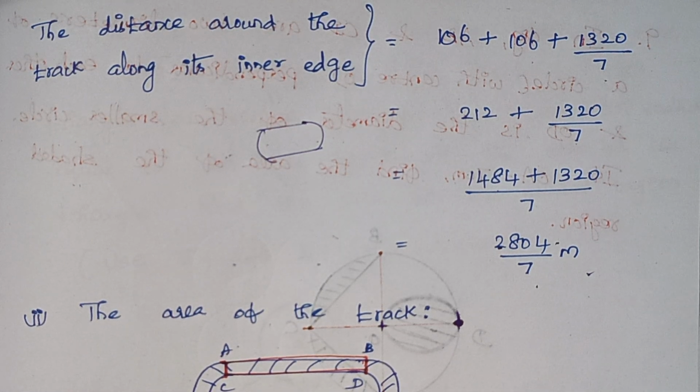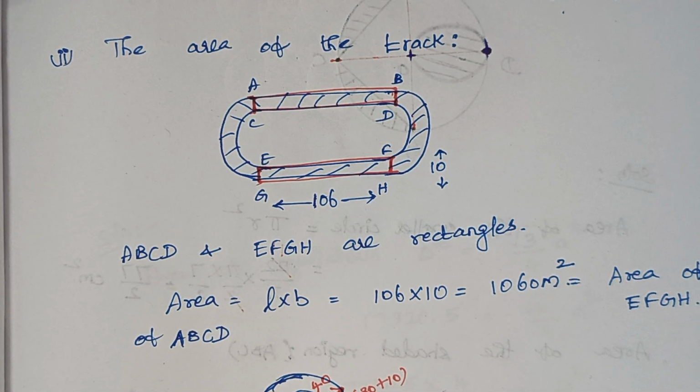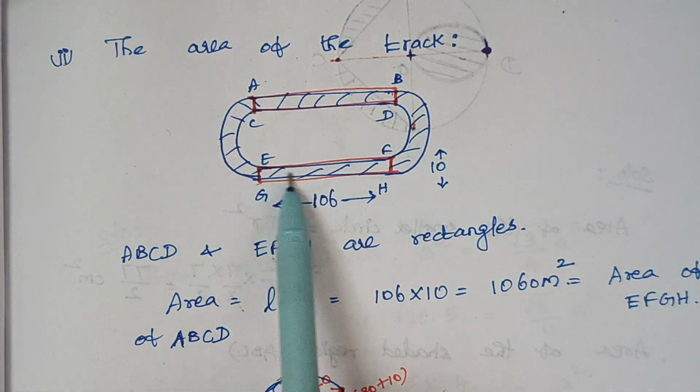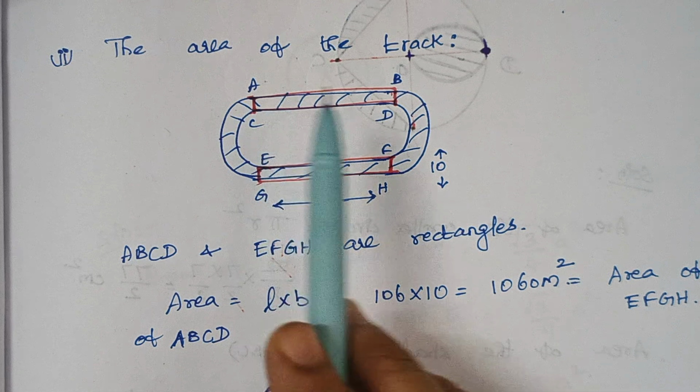Now we proceed with our second part. Here we have to find the area of the track, right? So again you see this is the track, okay, this is the place where athletes run.